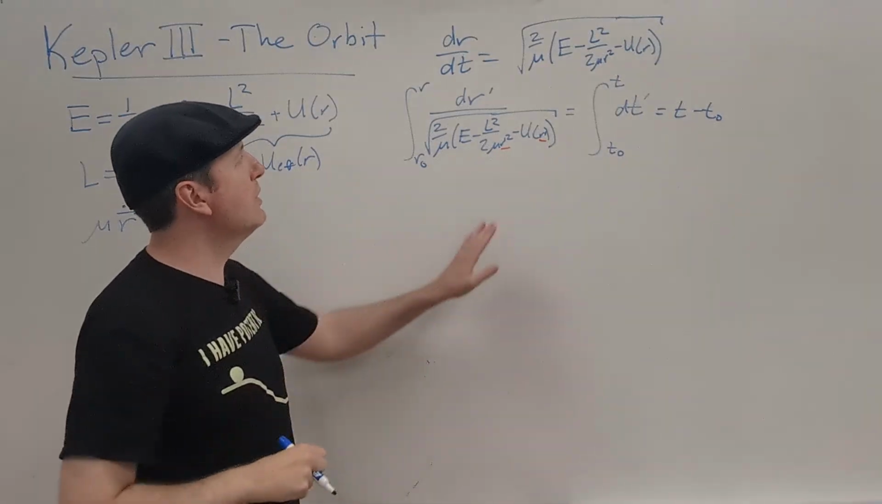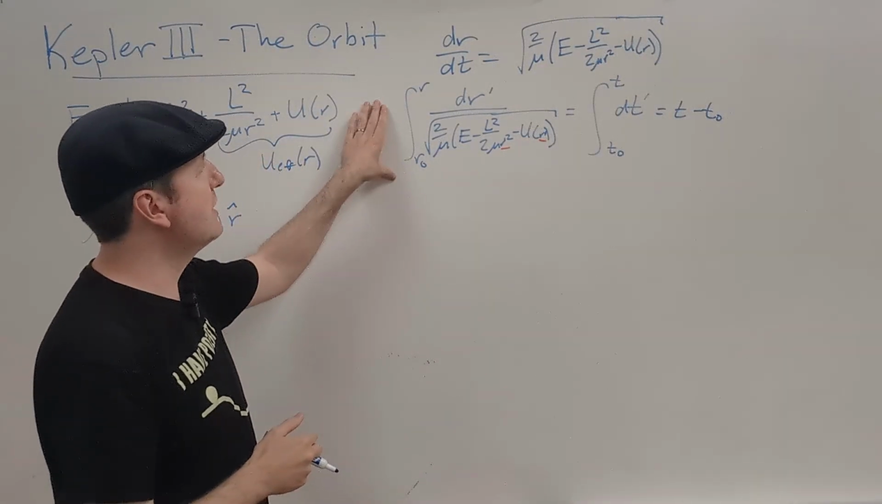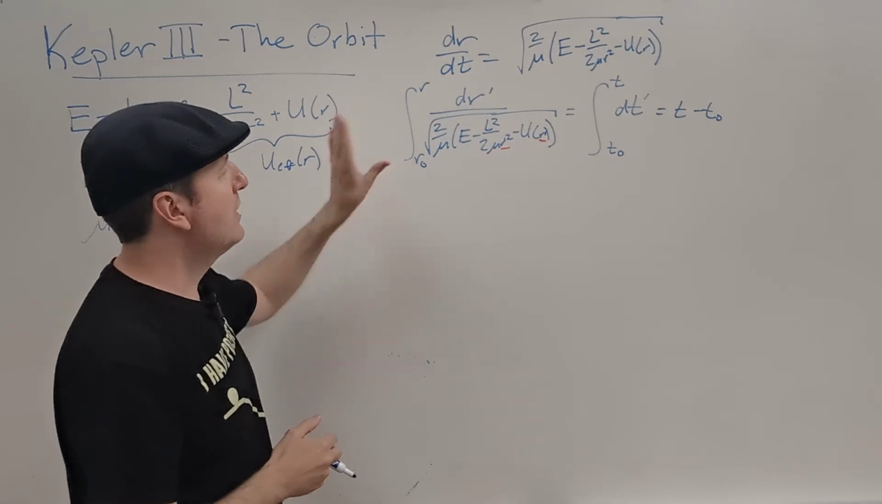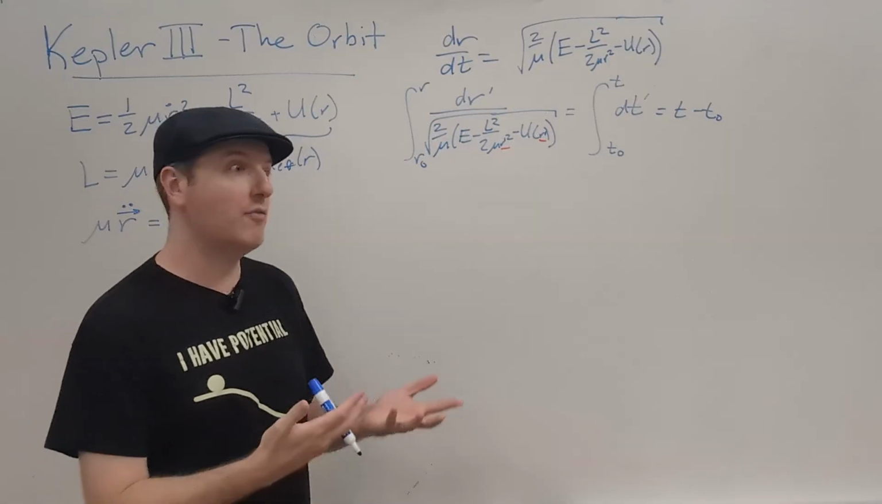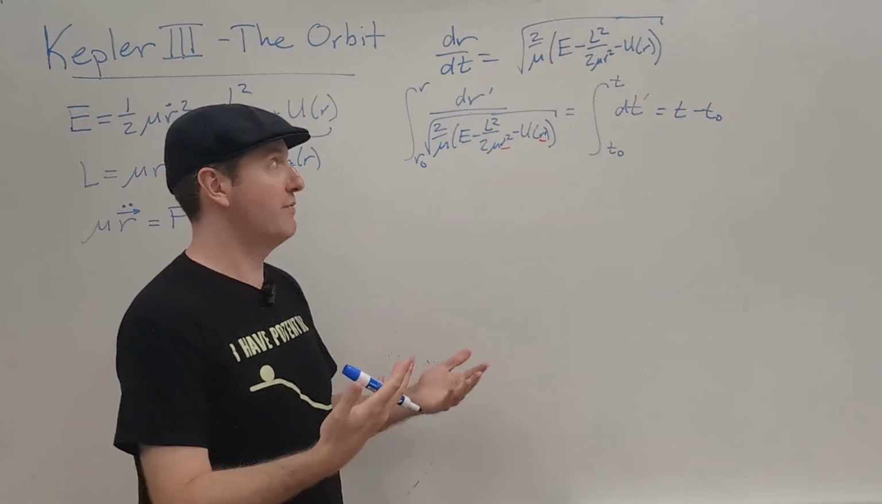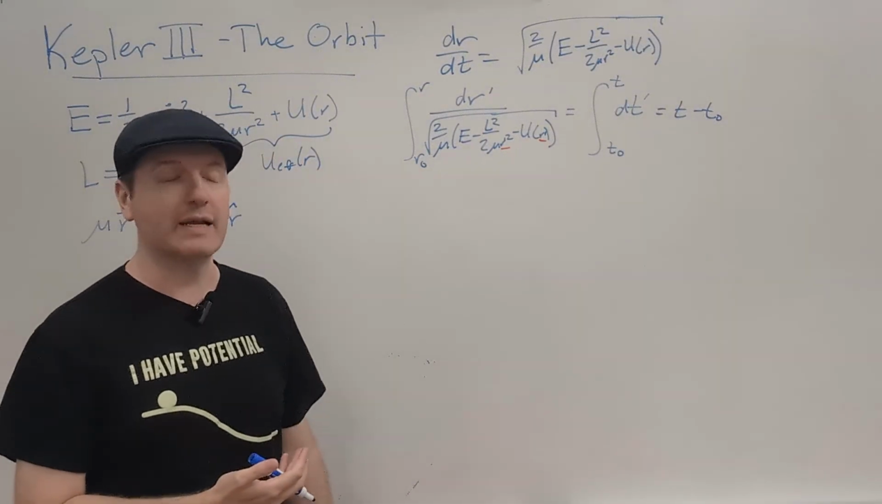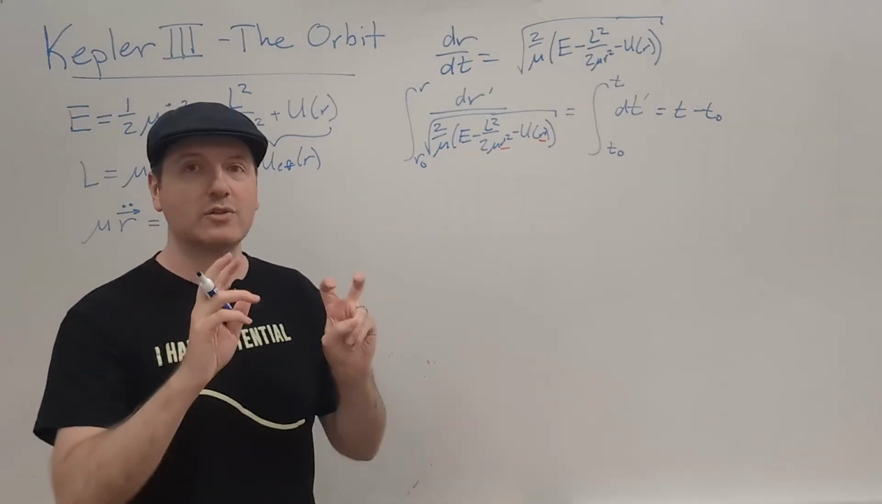However, we would need to know something specific about U of R to be able to do the integral on the left-hand side. So for now, I'm going to leave it as is. We'll look at particular U of R's, particular central potentials, shortly, including the famous Kepler problem involving gravity. But for now, at least, this is sort of a solution.